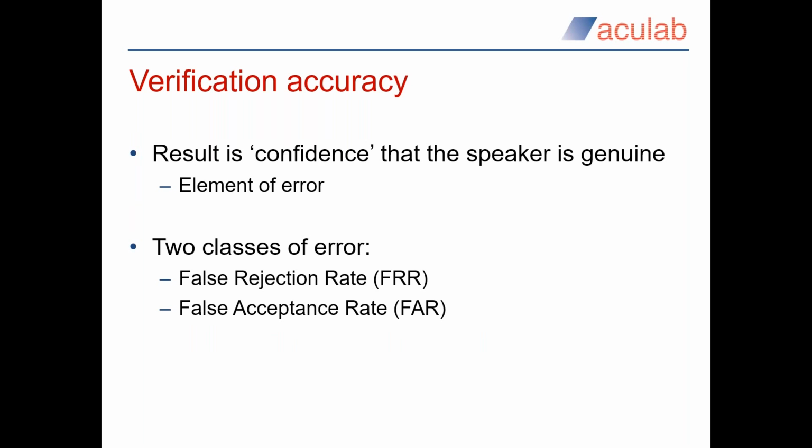No verification system on Earth is 100% accurate, which leads us to two types of verification errors. The first is false rejection rate, where the biometric system fails to verify or identify an authorized person. The other is false acceptance rate, where the biometric system incorrectly accepts an access attempt by an unauthorized person.